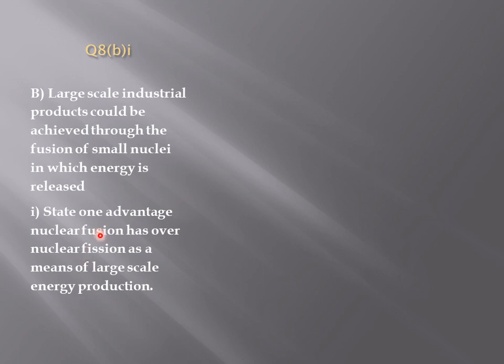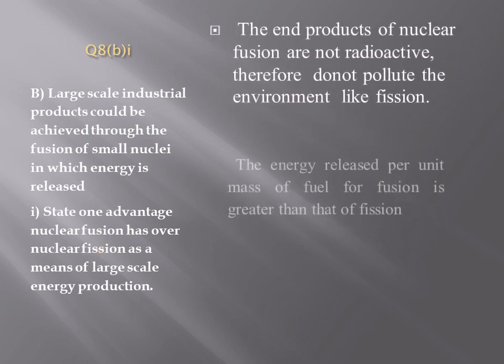Fusion is assembling lighter nuclides to produce heavier ones, while fission is the splitting of heavier nuclides into fragments, into lighter ones. So what are some of the advantages of fusion over fission? There are a good number of them.